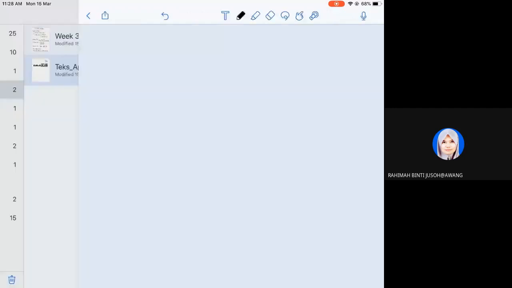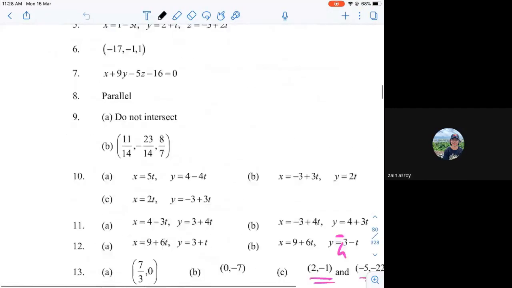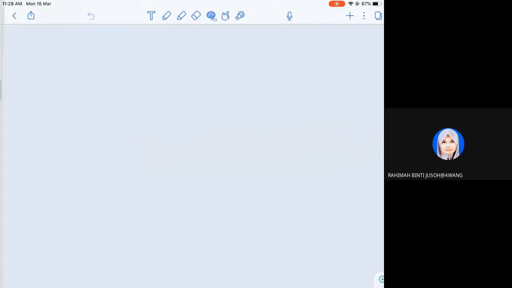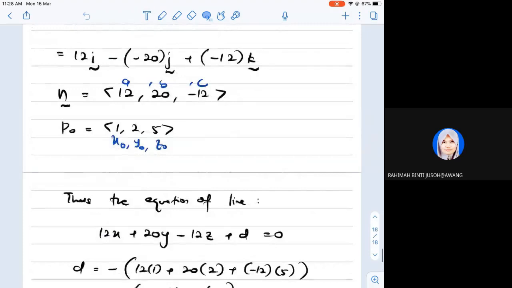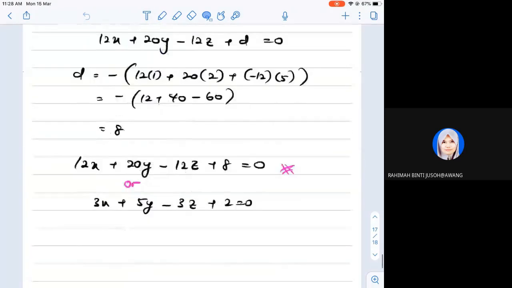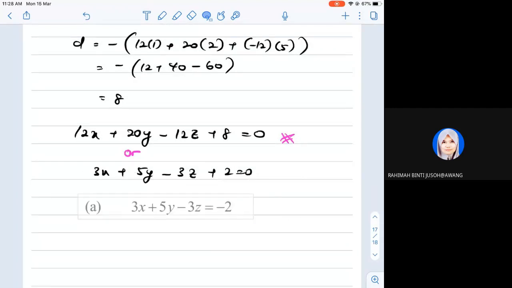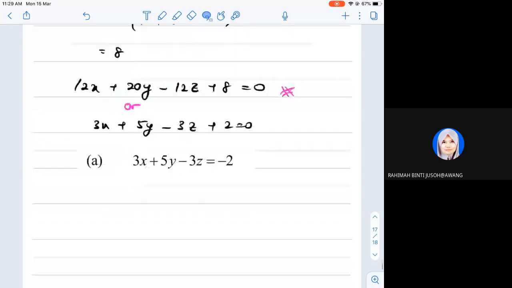Betul ke? Jawapan belakang apa? 19E. Kenapa dia negatif? Oh, yelah. Tambah 2. Z negatif. Kenapa typo error ni? Oh, negatif, yes. Negatif. Betul lah. Sama lah kan? Oh, yes. Sama. Okay. Understand guys for this type of question? Boleh faham soalan macam ni?